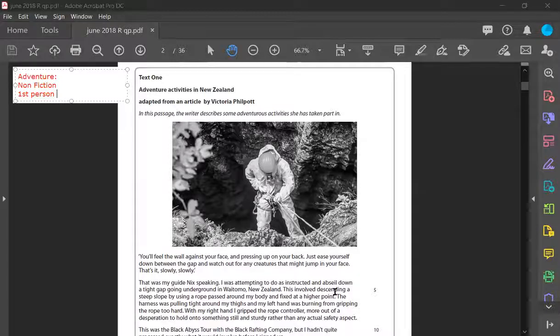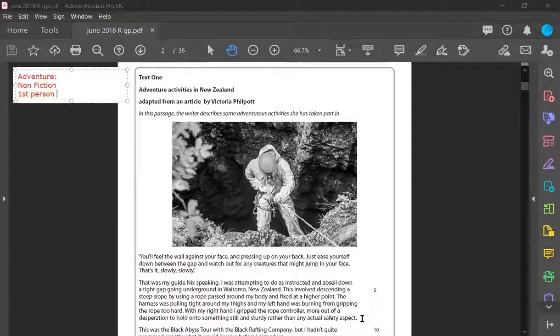This involved descending a steep slope by using a rope passed around my body and fixed at a higher point. The harness was pulling tight around my thighs, and my left hand was burning from gripping the rope too hard. With my right hand, I gripped the rope controller more out of a desperation to hold on to something still and sturdy rather than any actual safety aspect.